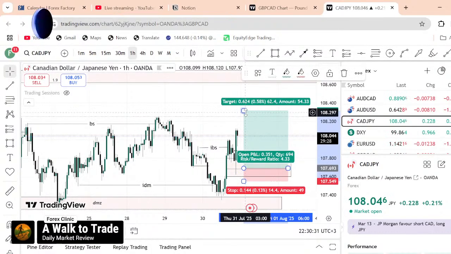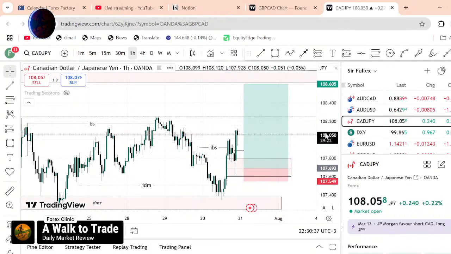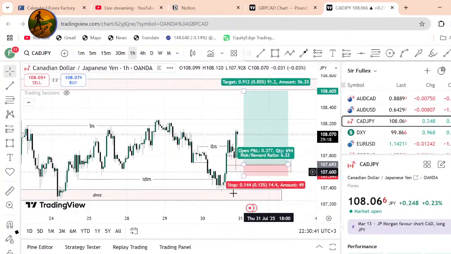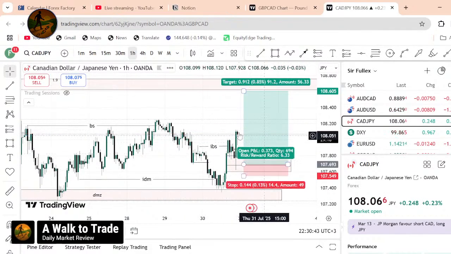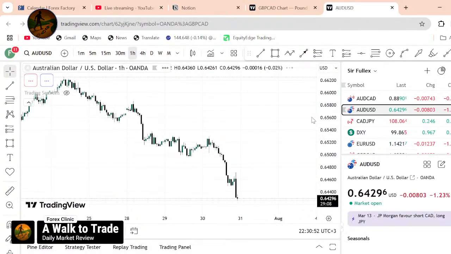Again, I was suggesting that this one you go all the way up to this level. So that was the first trade idea. This was news that really pushed it up. I gave that signal. That's what I said.